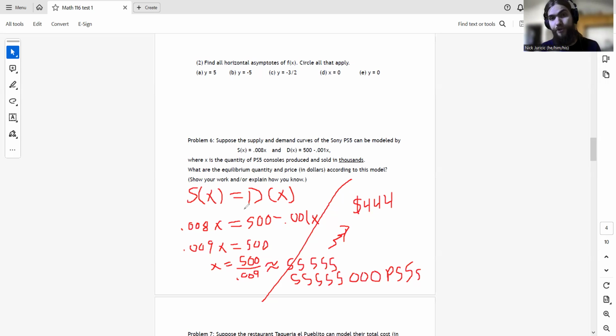So if you showed work or you explained how you knew and you did all of these things, you got full credit. Pretty much all I have to say about that, other than the fact that this problem is realistic. I created it using somewhat real data that I looked up online.